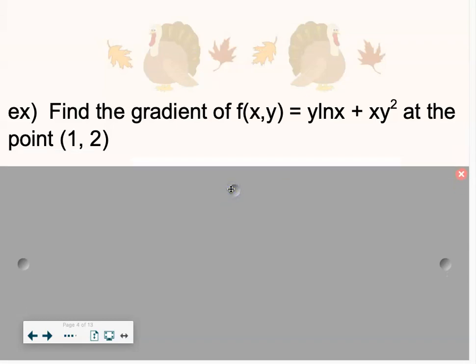All right. So take a minute just to practice finding gradients. Find the gradient of f of x, y equals y ln x plus x y squared at the point (1, 2). So first you're going to find your generic gradient vector for any x, y, and then you're plugging in your point.